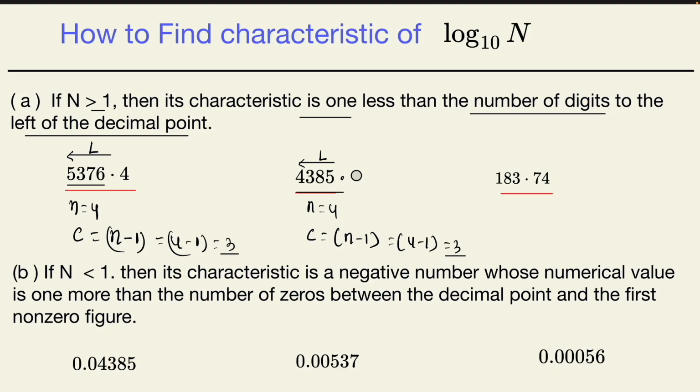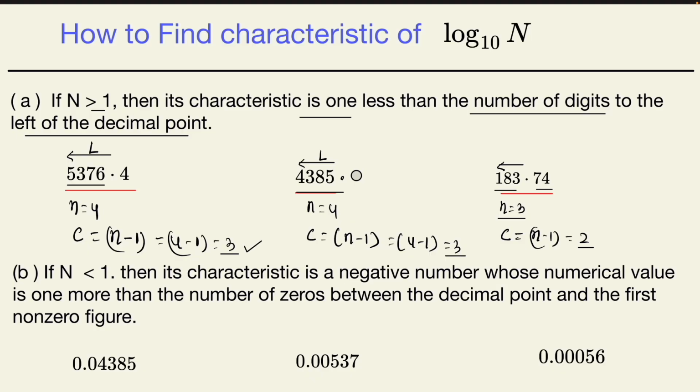Let's understand one more example. Here we have 183.74. On the left side, how many digits are there? Three digits in total. So what is the characteristic in this case? n minus 1, so it is equal to 2. So when n is greater than or equal to 1, we can use this relation.